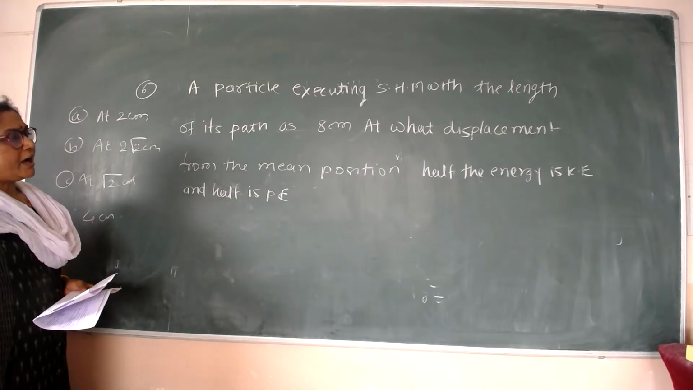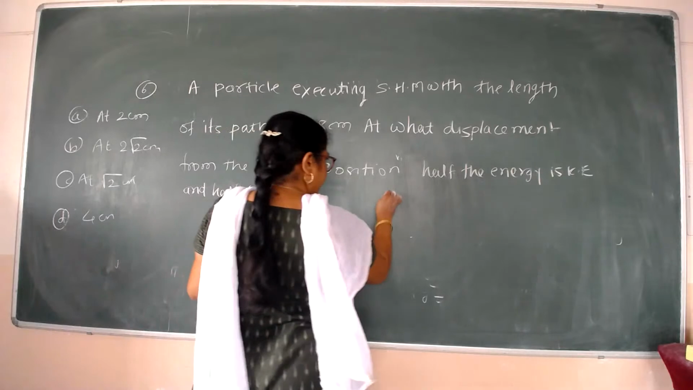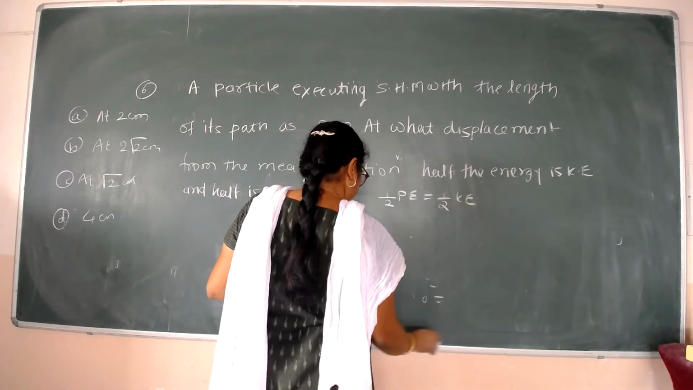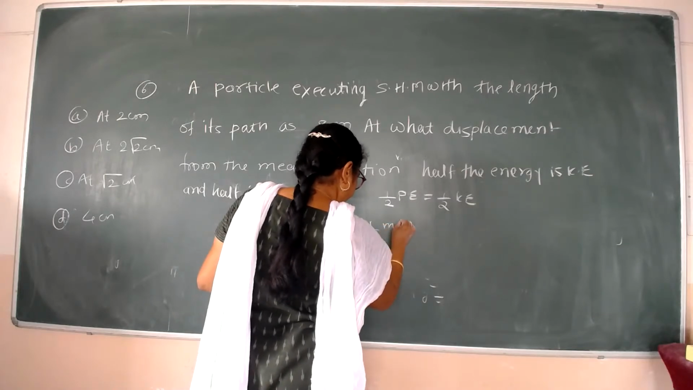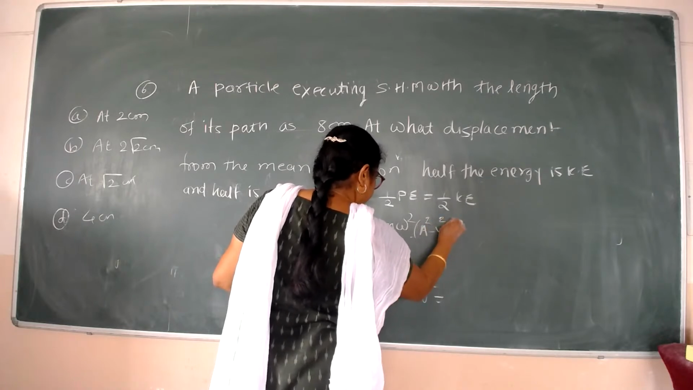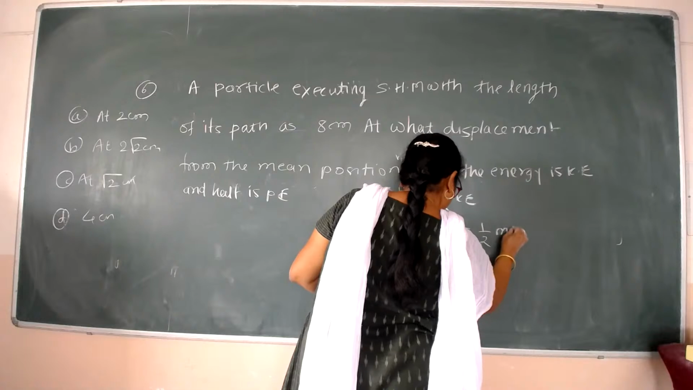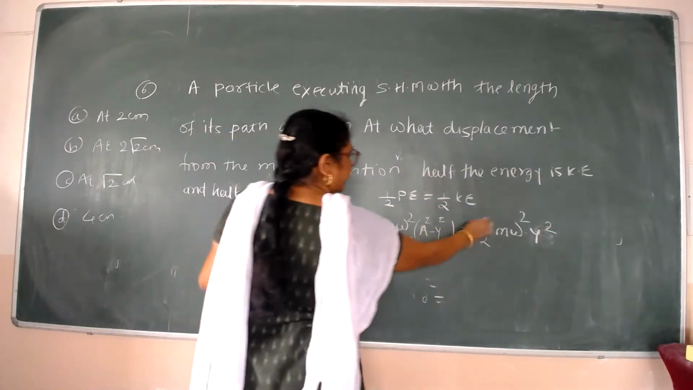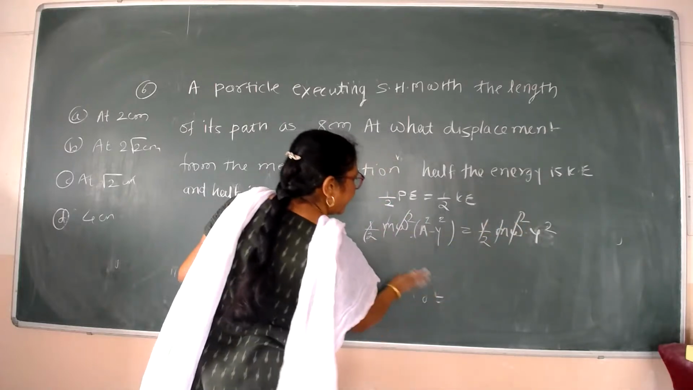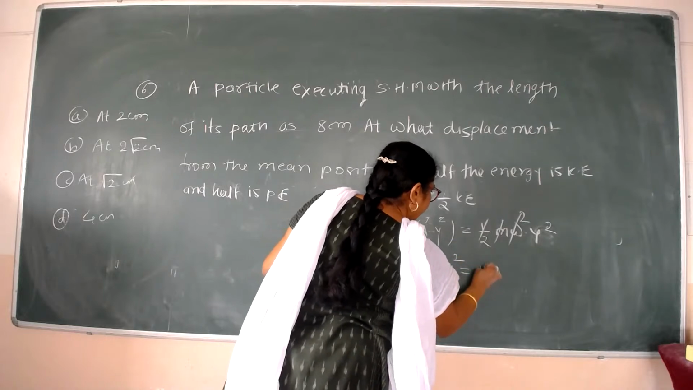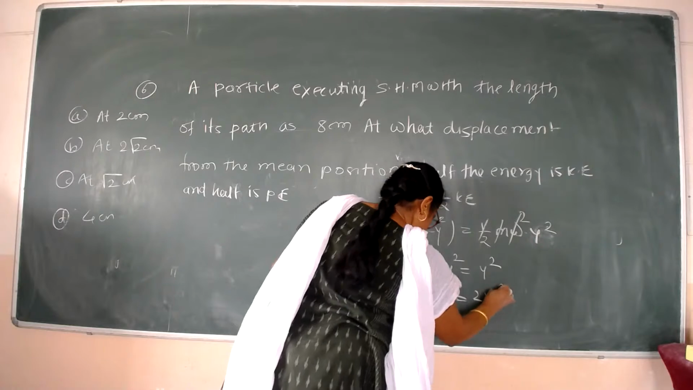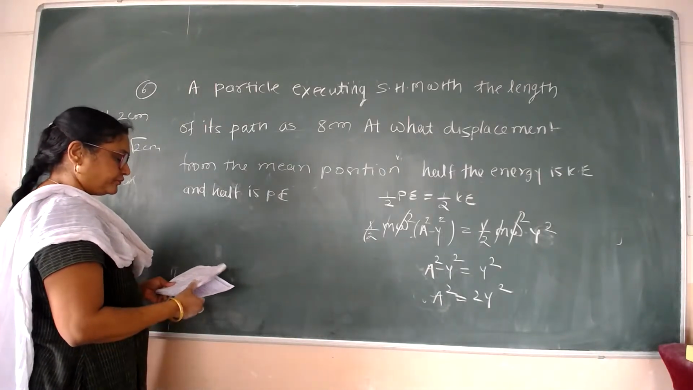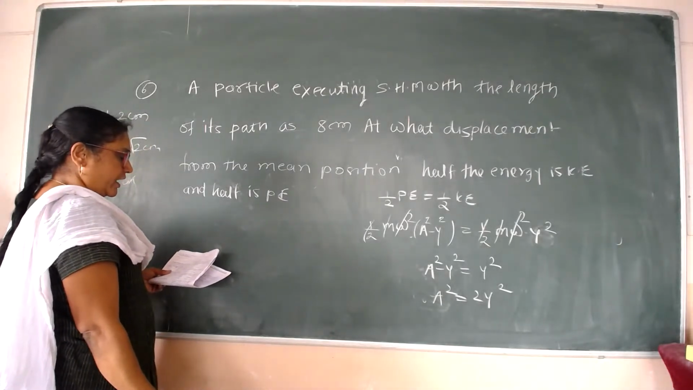So here, half of the total energy is kinetic and half is potential, that is, the kinetic energy is equal to the potential energy. Substitute both formulas for the kinetic energy as well as the potential energy. Half m omega square into A square minus y square is equal to half m omega square into y square. So half gets cancelled, m gets cancelled, omega square gets cancelled, and A square minus y square is equal to y square. Therefore, A square is equal to 2y square.